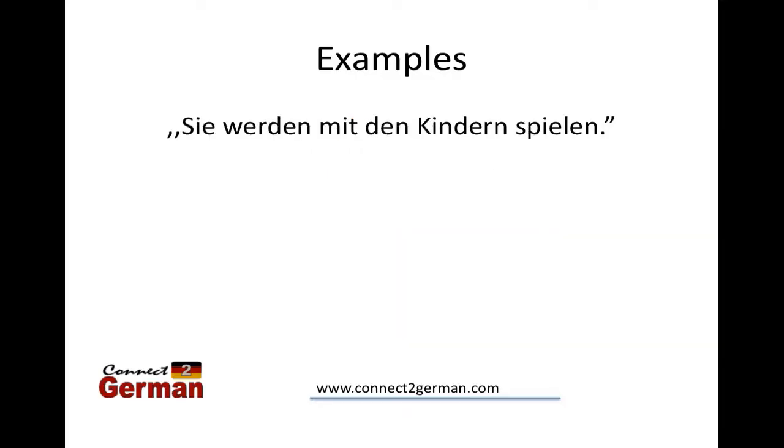Okay. Look at one more. Sie werden mit den Kindern spielen. And in case you're wondering what form of sie I was using, I was referring to the plural they. They will play with the kids. Okay? So, how do we express will in this case? Werden. Notice that it also has an en ending.